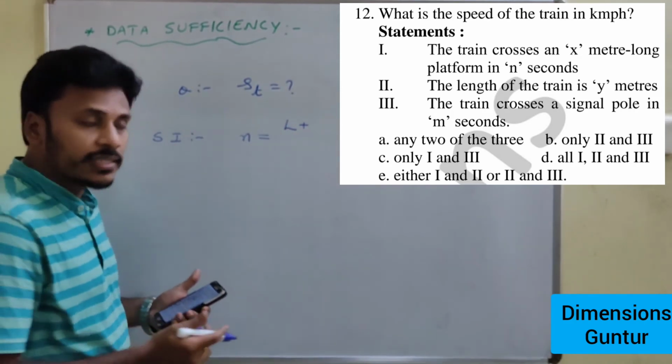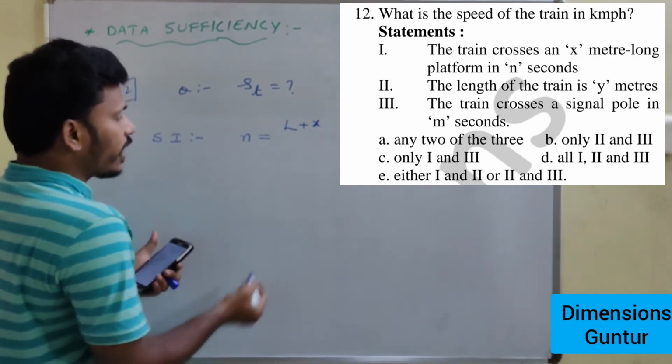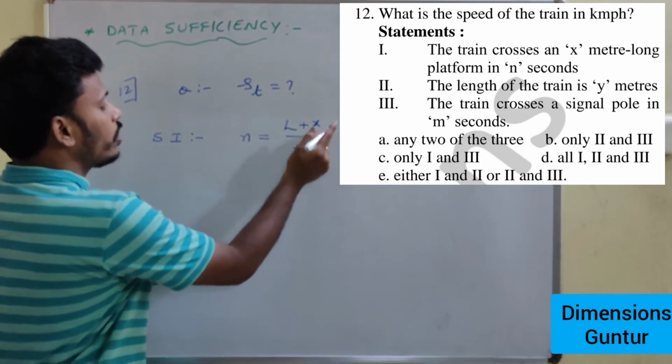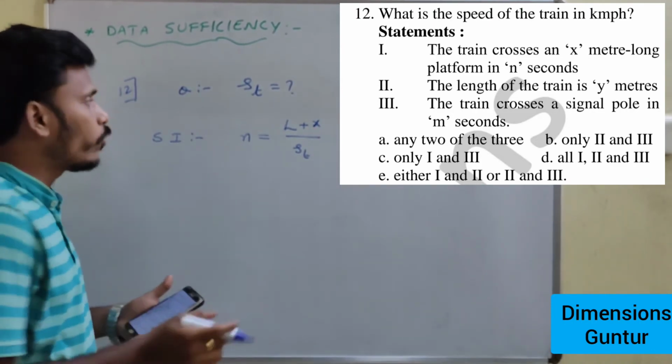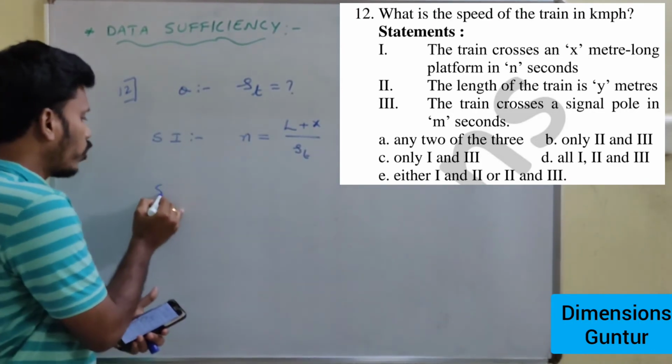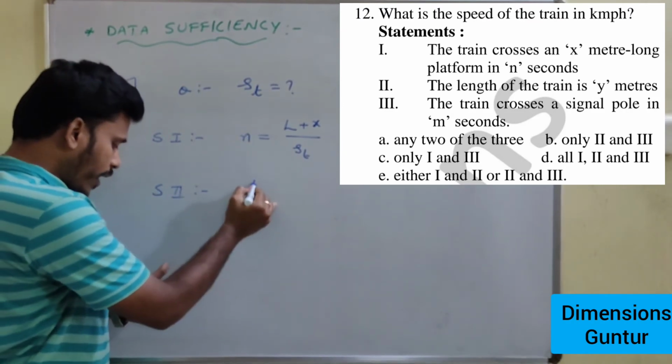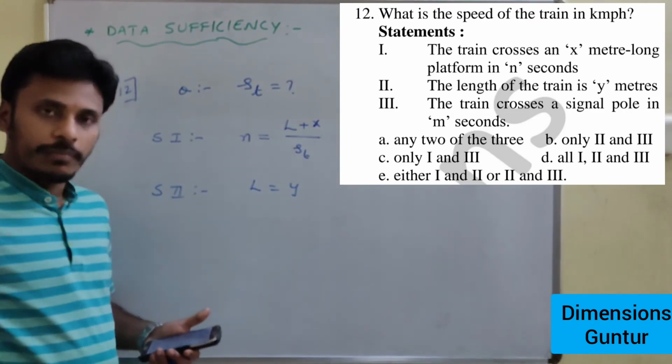Length of the train, take it as L, length of the platform is given as x, and we don't know the speed. So distance by speed is the time. At the end you need to find the speed of the train. Then coming to statement 2. Statement 2 directly gives us the length of the train as y meters.